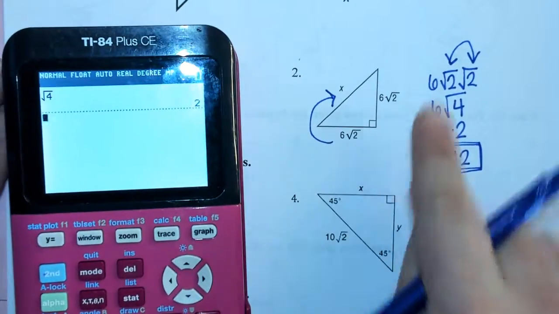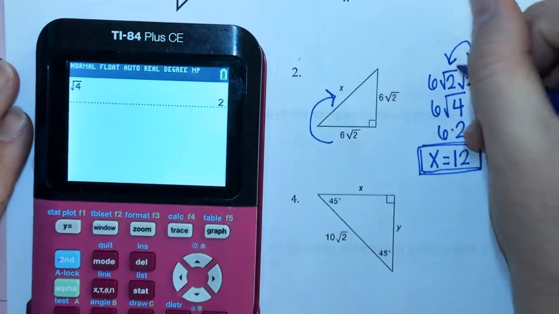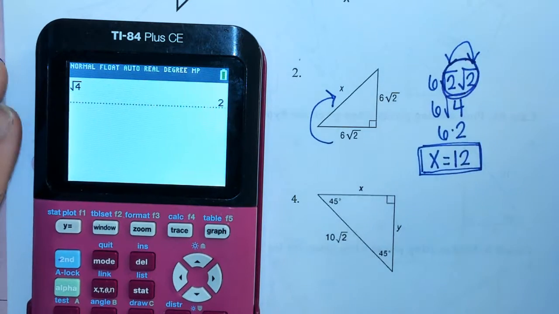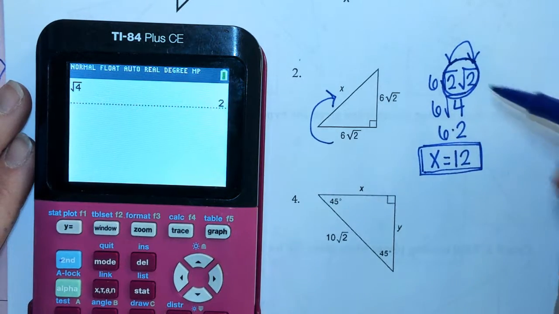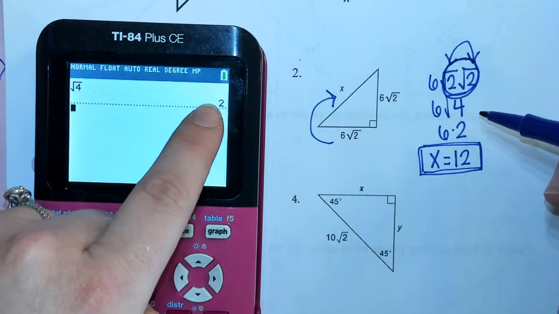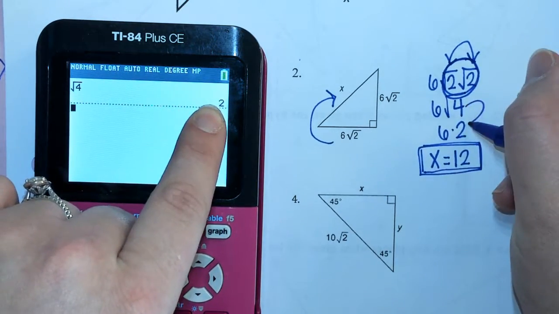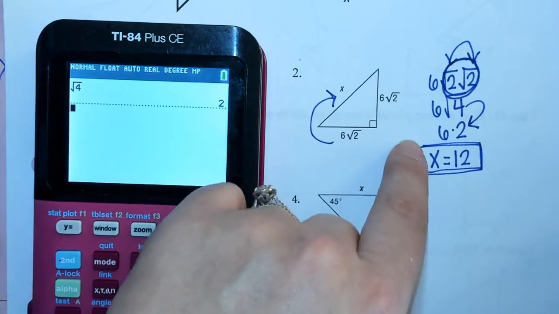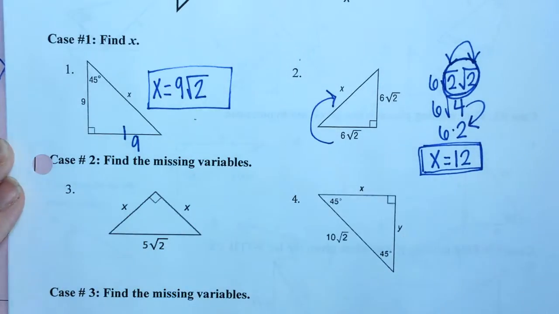I'll explain again. Square root of 2, you can multiply these two now because they both have radicals. So the square root of 2 times the square root of 2 becomes the square root of 4. But the square root of 4 is 2, so this simplifies to this. So now 6 times 2 is 12. Okay, that was case 1.